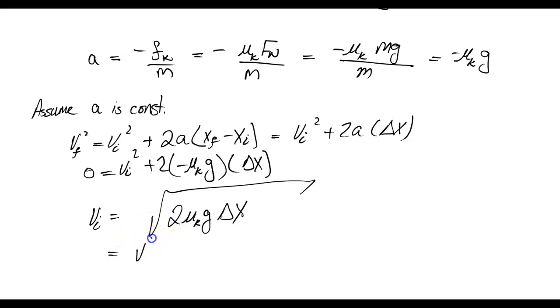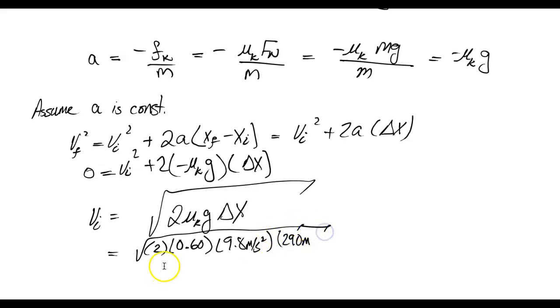And now if we plug these numbers in, we get 2, mu k is given as 0.60, g is 9.8 meters per second squared, and the length of the skid marks was 290 meters. If we plug this in, we get about 58 meters per second, which is approximately 210 kilometers per hour. So very, very fast.